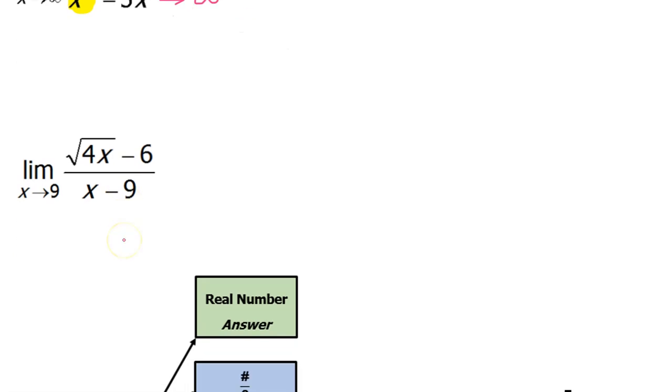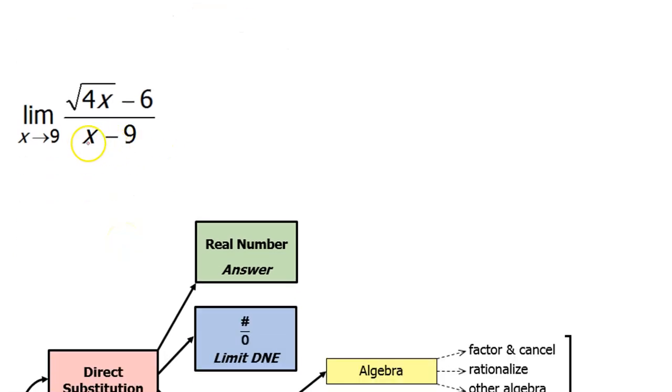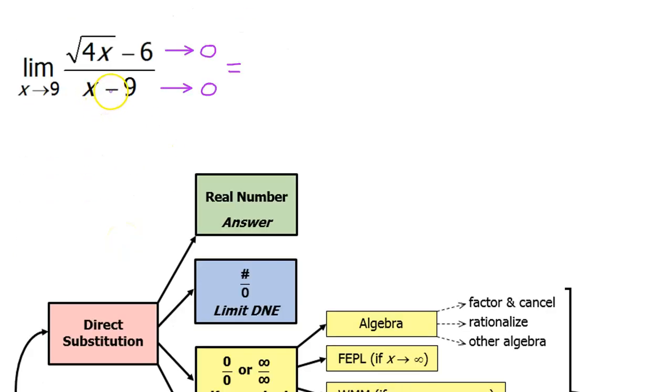Pause the video and try this one by yourself. Direct substitution gives 0 over 0. So we can use L'Hopital's rule, but make sure you show the arrow 0, arrow 0. This is mandatory for L'Hopital's rule. According to L'Hopital's rule, we can take the derivative of the numerator and denominator without changing the limit. The derivative of the denominator is 1, so you can see why L'Hopital's rule makes things a lot simpler.